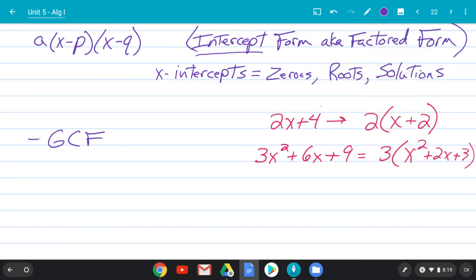All right. So now, after I find a GCF, I ask myself, is there a leading coefficient?